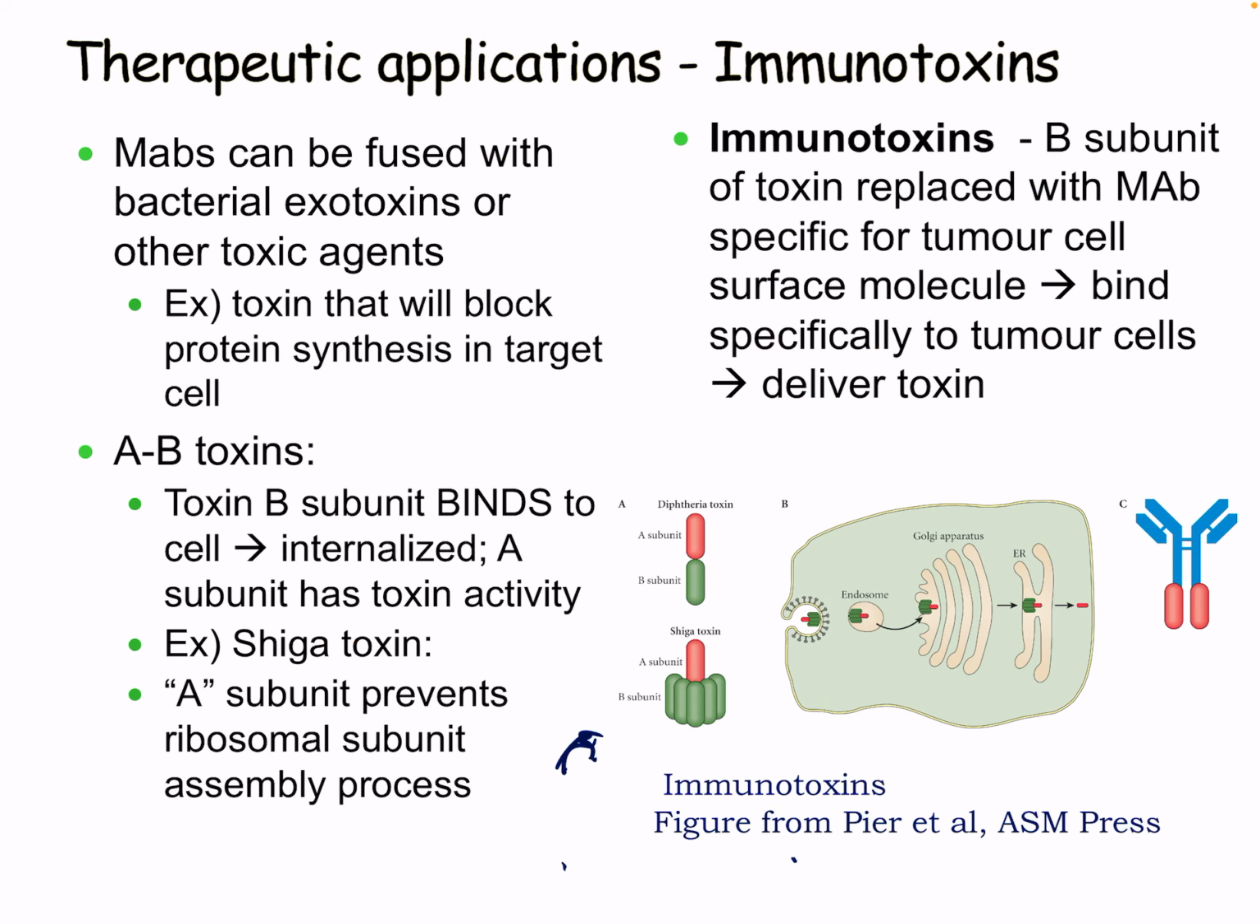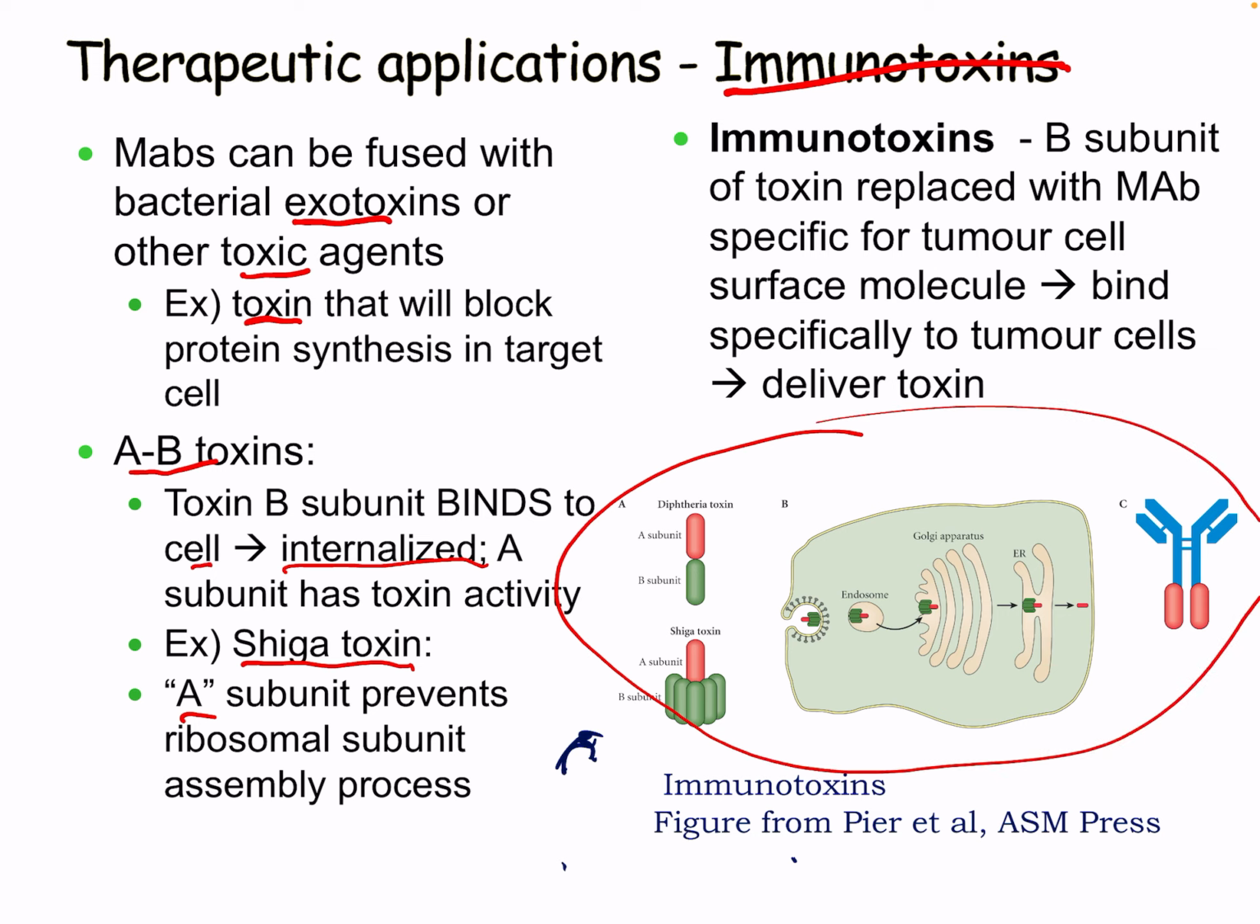So another therapeutic application is immunotoxins. Monoclonal antibodies can be fused with bacterial exotoxins or toxic agents. This toxin will block protein synthesis in the target cell. So, A-B toxins: the toxin B subunit binds to a cell and is internalized. The A subunit has toxin activity, for example Shiga toxin, where the A subunit prevents the ribosomal subunit assembly process. This is summed up in this figure.